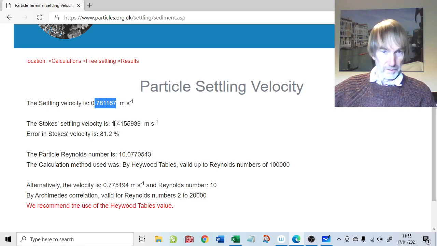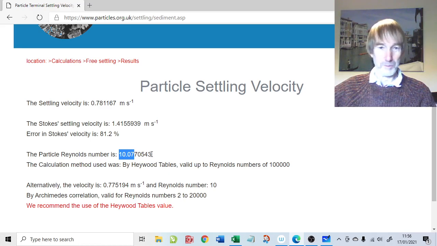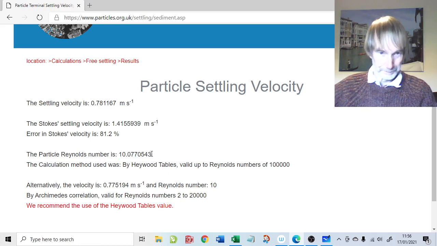Interestingly, the Stokes predicted velocity is actually more or less twice that. The reason being that Stokes doesn't take into account any of the form drag, any of the turbulence around the particle. So it's a massive difference. In fact, the online system also tells us what the particle Reynolds number is, which is the next question. So we know to expect something like 10.1.